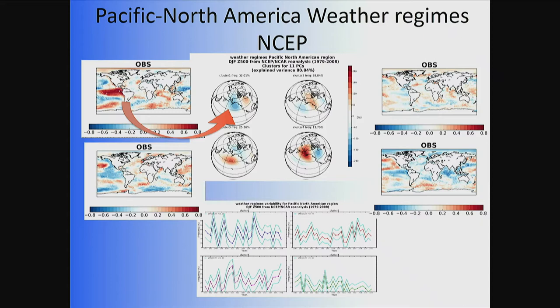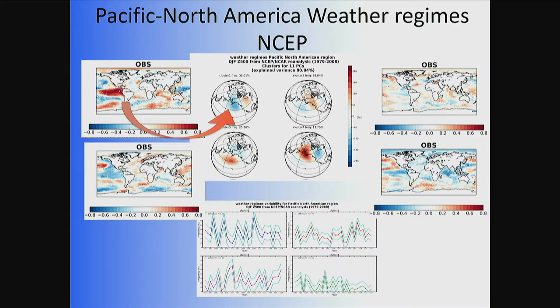These are the correlations between the frequency of this cluster, which is the Pacific North America cluster number one, which is very similar to a positive PNA. Actually, it's more a Pacific trough, because we have this trough in the Pacific, and with respect to the positive PNA, all the structure is really shifted eastward.